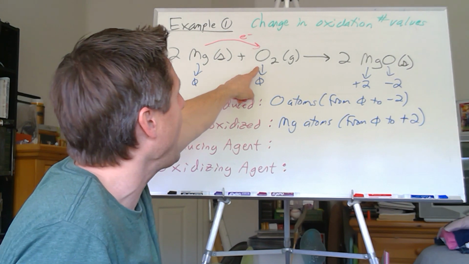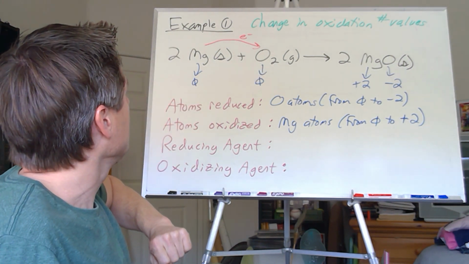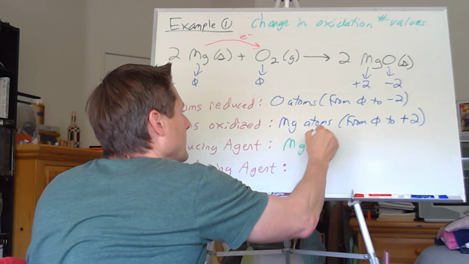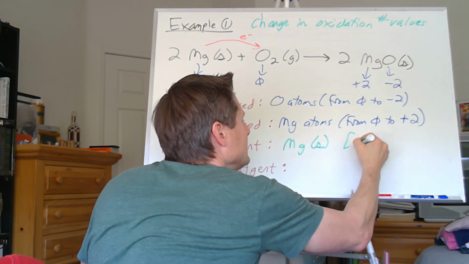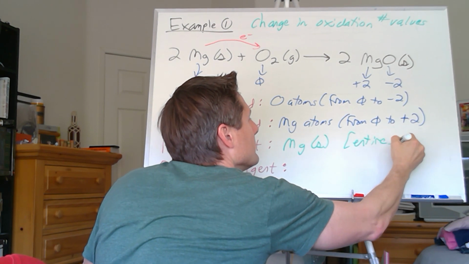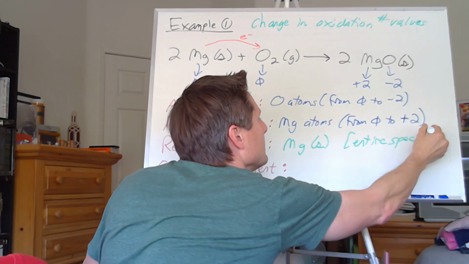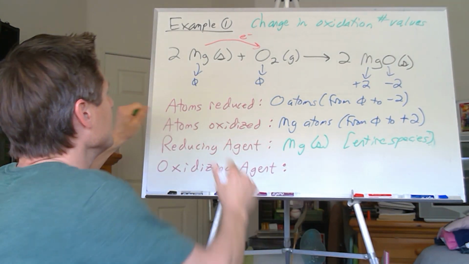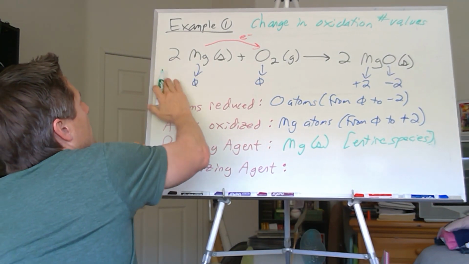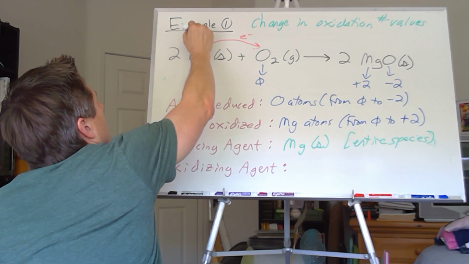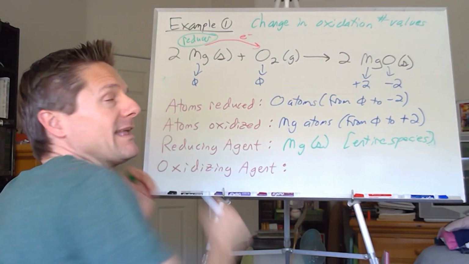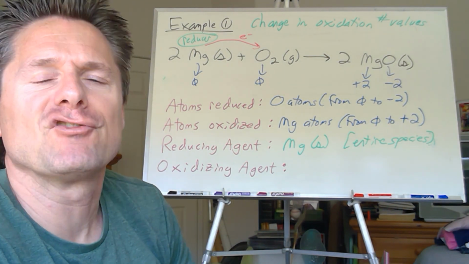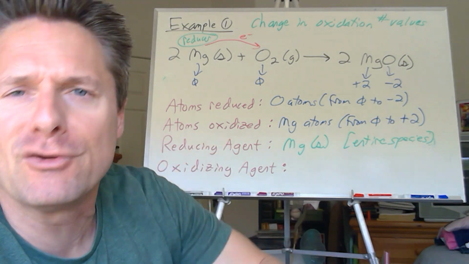So the oxidizing agent caused oxidation. Well, what caused the oxygen to be reduced? Oh, the magnesium solid. Right? I like to do the entire species. And that may be different for different professors that you have. But I like to say my reducing agent is the entire species. So sometimes you'll see this. You'll see him put reducer here. That's your short-term lingo, your slang language. Instead of saying reducing agent, you just say the reducer.